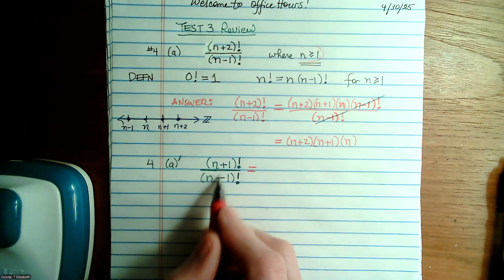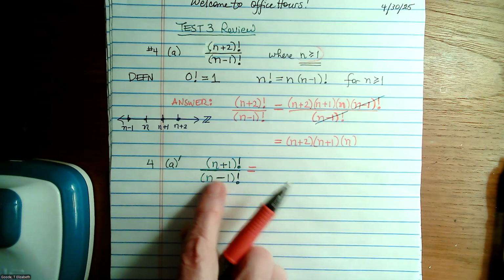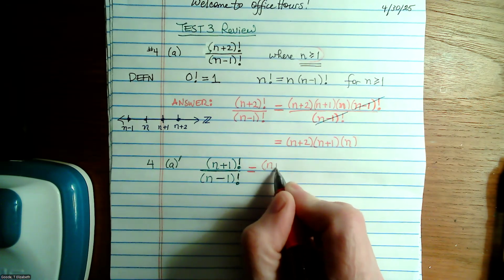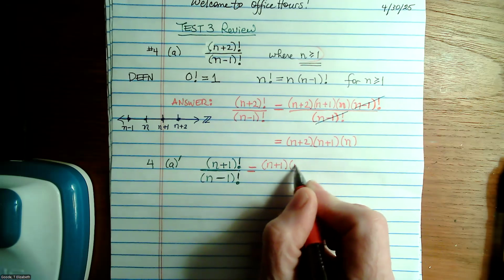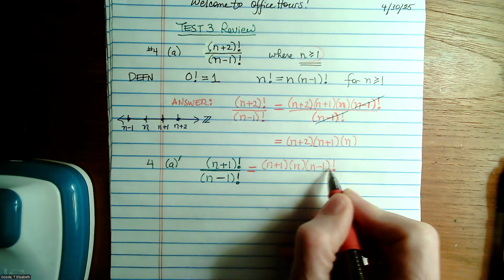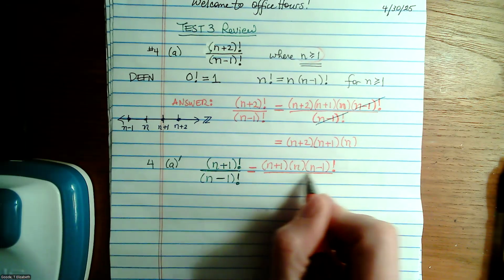So which one's the bigger one? The n plus one. So that's the one we're going to expand until we see n minus 1. It's n plus one, and then n minus one, factorialized. This just means keep on going until you can't go any further.